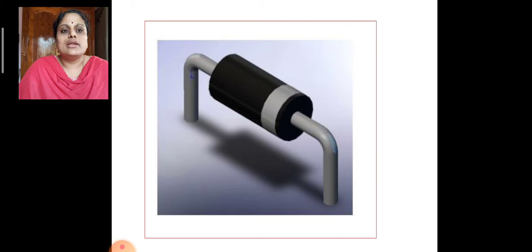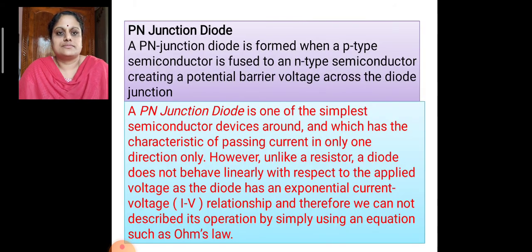This is what normally a diode looks like. You might have seen it in electronic components. The silver shaded portion marks the N region of the diode. A PN junction diode is formed when a P-type semiconductor is fused to an N-type semiconductor, creating a potential barrier voltage across the diode junction.